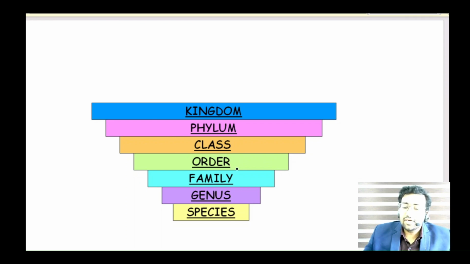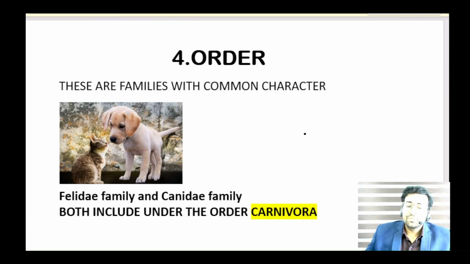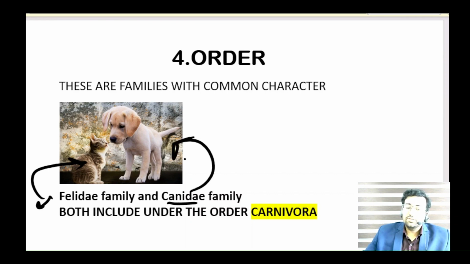Let me say order. For example, if you look at the Felidae family, the representative of the Felidae family you can take as our cat. And another family is the Canidae. The Canidae family is our dog. Canis lupus and something like that is the scientific name of our dog. Anyway, the Canidae family and the Felidae family belong to the same order, Carnivora.